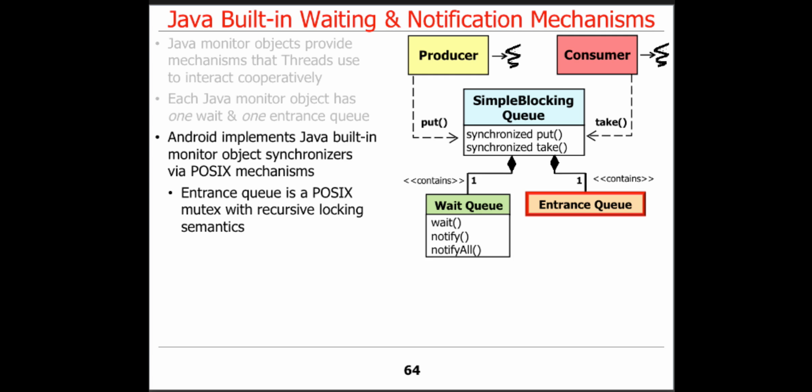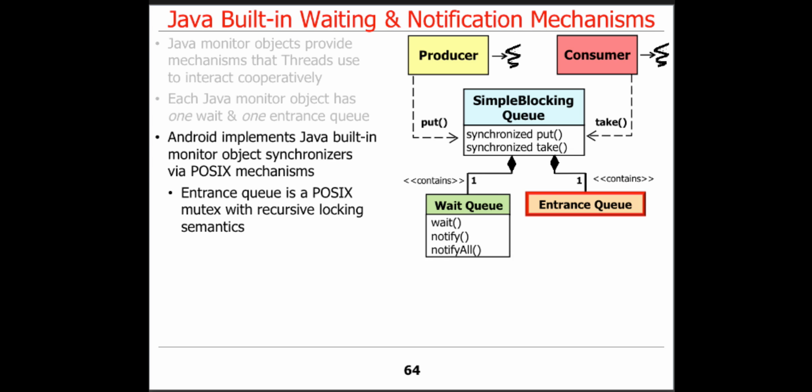And they use POSIX mechanisms. They use something called a POSIX mutex with recursive locking semantics, which gives you this recursive feature we'll talk about later when we talk about re-entrant read-write locks. Does anybody know what it means to be a recursive lock?